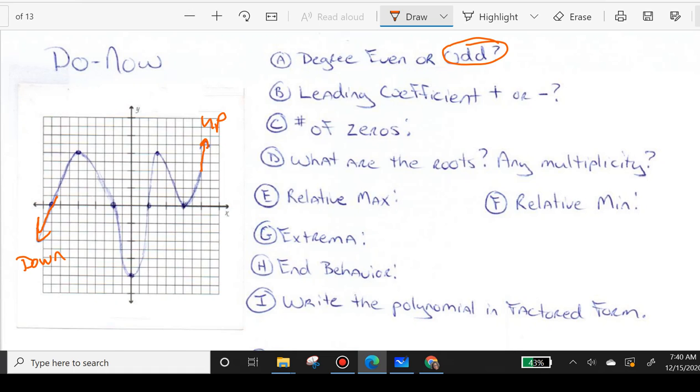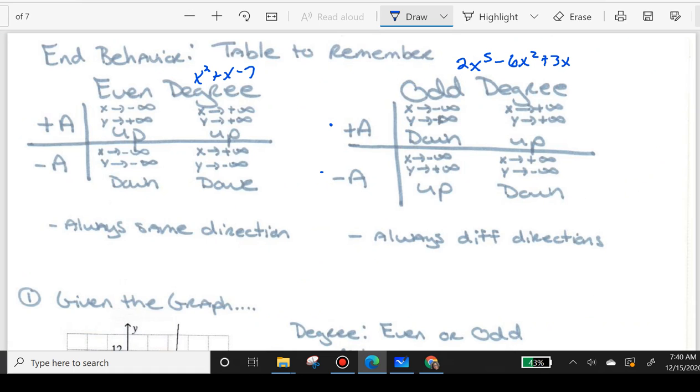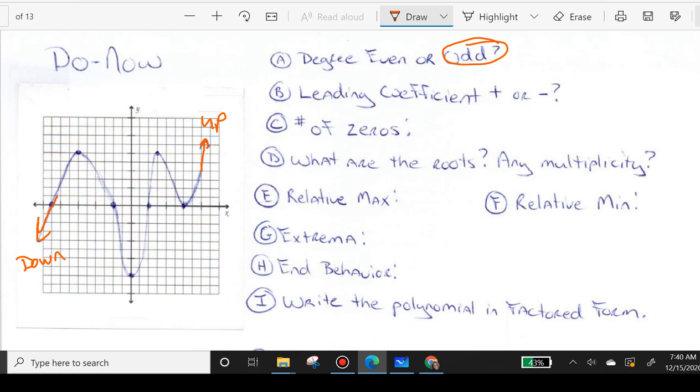So let's go back to the table, and it's odd. And when it is down up, that means my a, or my leading coefficient, is positive. So I'm going to go back to my other sheet, and I'm going to say that my leading coefficient is positive. The number of, again, I should say real zeros here, because there can be a bunch of imaginary zeros.